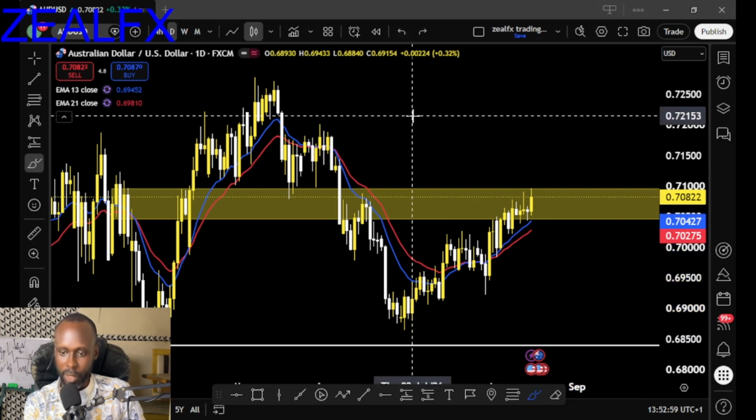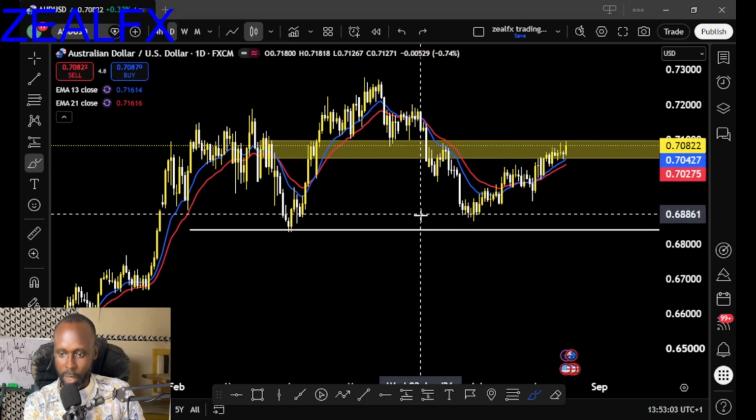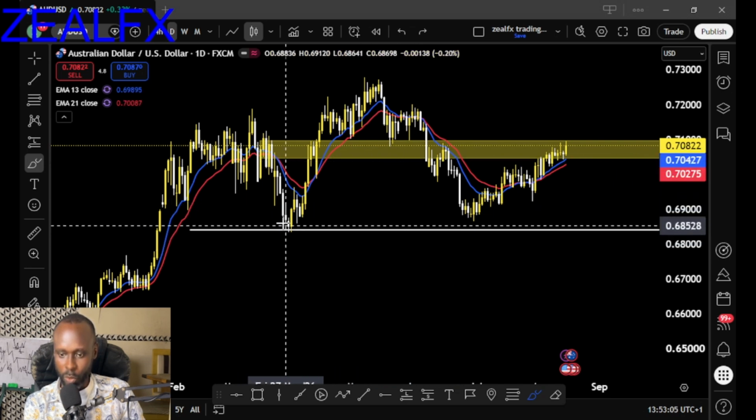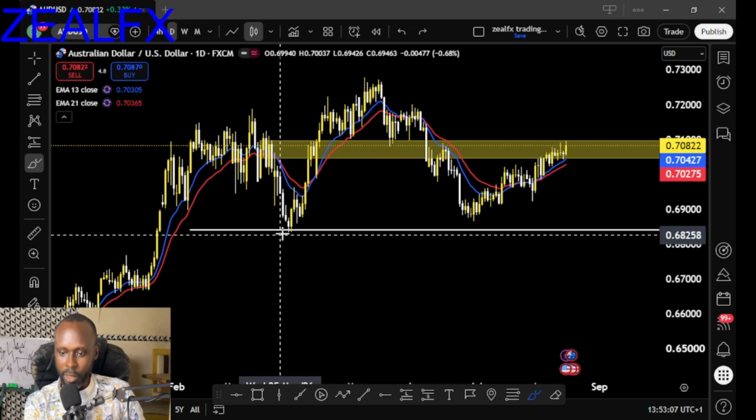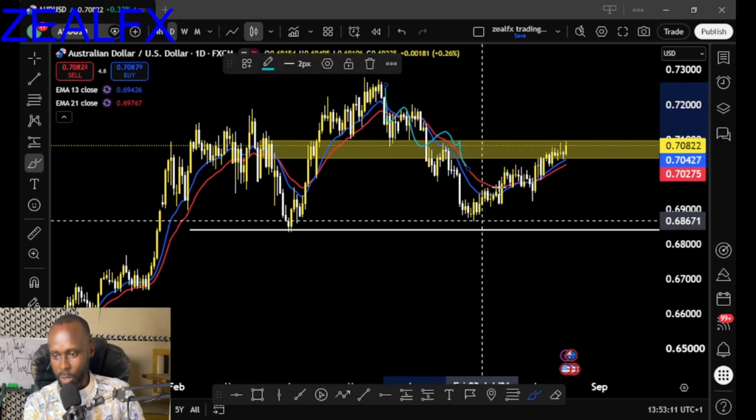So for now, we don't have a clear direction to sell the Australia USD. If you look at the major structure of the Australia USD on the daily time frame, we have a strong bullish structure, but we have this inner move structure, then inner move structure.